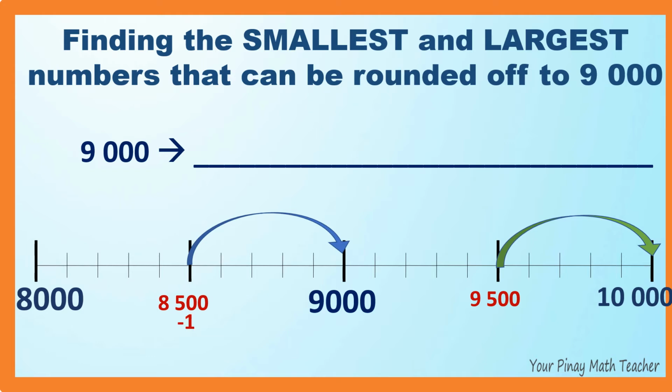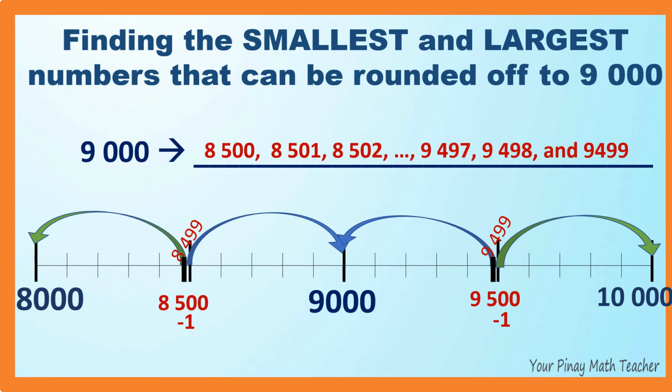If we take 1 from 8,500, we get 8,499, which must be rounded off to 8,000. If we take 1 from 9,500, we get 9,499, which must be rounded off to 9,000. These are the numbers that can be rounded off to 9,000. It starts with 8,500 up to 9,499. The smallest is 8,500 and the largest is 9,499.